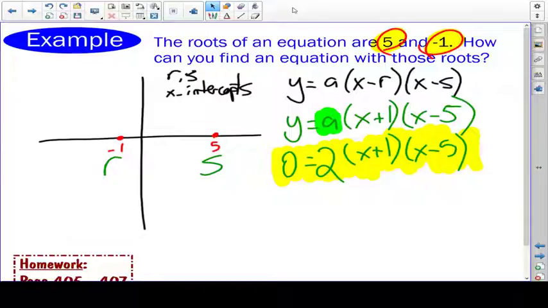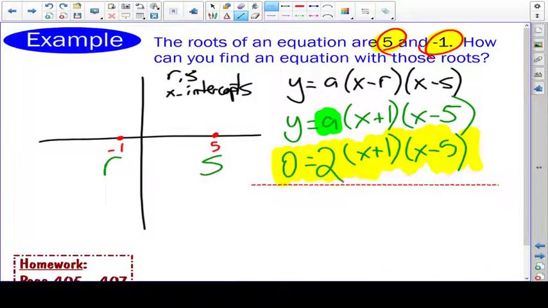Now, what if the question said, because it doesn't say this, but what if it said the equation has to be in standard form? Something x squared plus something x plus a number. How would we deal with that? What if it wanted it in standard form? Here's what we would do. This is fine, but if we want to write in standard form, this is what we have to do.